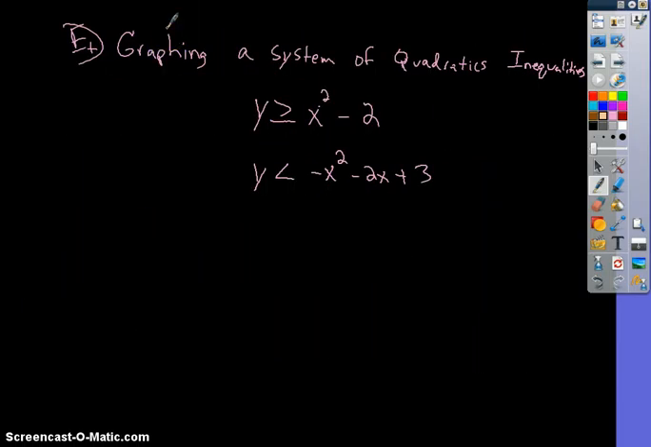Okay, so in this section, we look at graphing systems of inequalities. So instead of just graphing one, you can graph 2 of them at the same time. That's basically what a system means. You're graphing multiple inequalities or equations at the same time. So let's start with getting the graph.